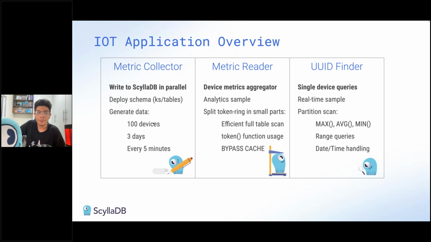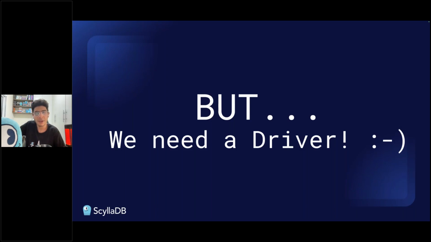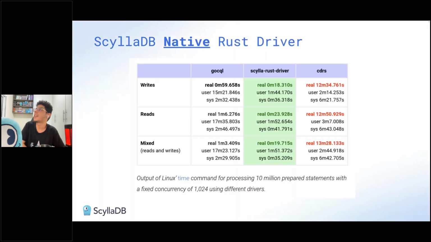All right, so naturally, because our Rust application will communicate with an external resource, we need a driver to abstract all the underlying complexity of the protocol. And this is another area where ScyllaDB particularly shines. We are one of the few database vendors out there that actually ships a native Rust implementation. And what's the performance difference of implementing things in Rust? Having a native Rust implementation definitely makes a difference.